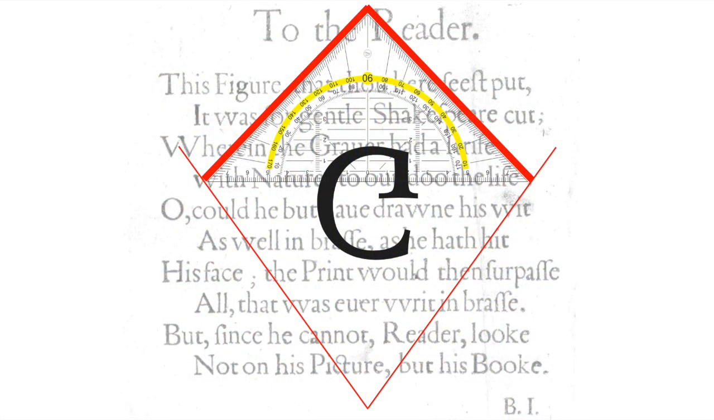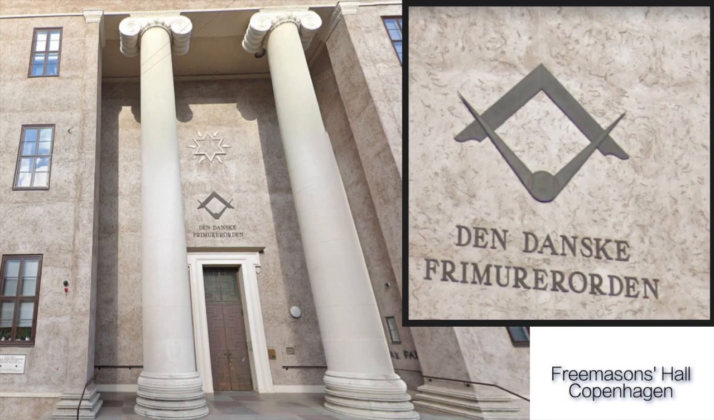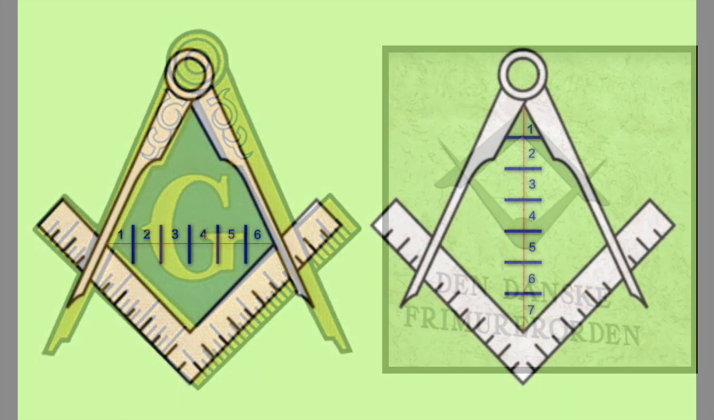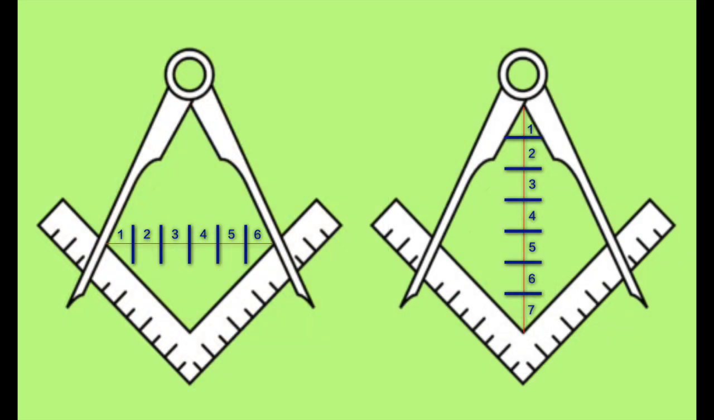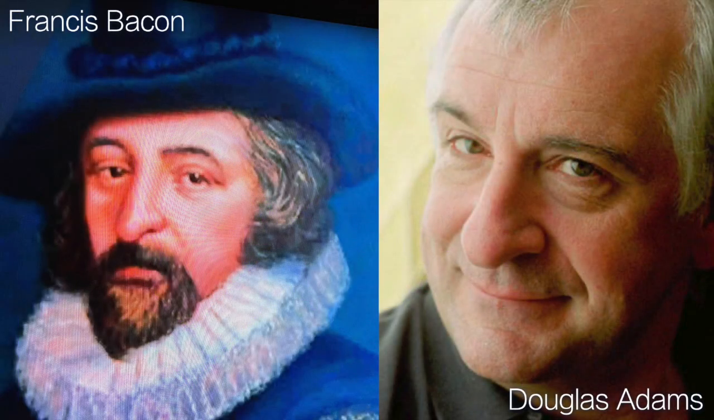The existence of the inverted logo became even more intriguing when I discovered another one. This one is placed above the door on the Freemasons' Hall in Copenhagen, Denmark. Inverting the Masonic logo doesn't change its basic measurements. It's still 6 by 7, 6 horizontal units symbolizing the material world, by 7 vertical units symbolizing the steps to heaven, the product of which is still 42. Francis Bacon, Douglas Adams, QED.